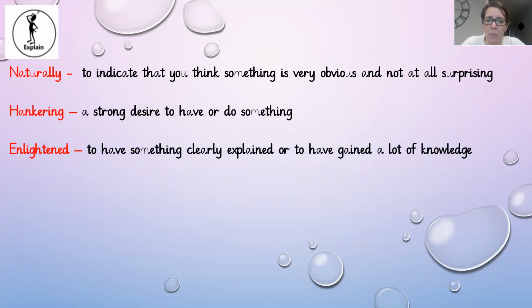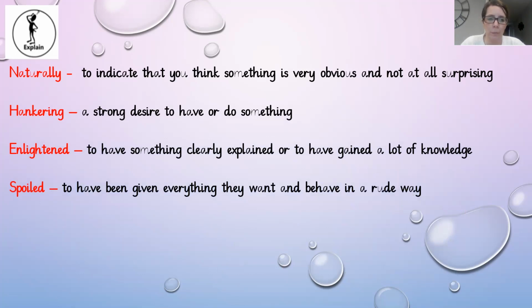Enlightened, to have something clearly explained to you or to have a lot of knowledge. If you're enlightened, it means you're gaining lots of knowledge. Spoiled. If you are spoiled, it means you've been given something, or you've been given lots and lots of things, everything that you ever want. And then you may, because of that, behave in a rude way to other people. So Matilda's father said that she was spoiled in that story. So he thought she had everything she wanted and she was being rude by asking for a book.